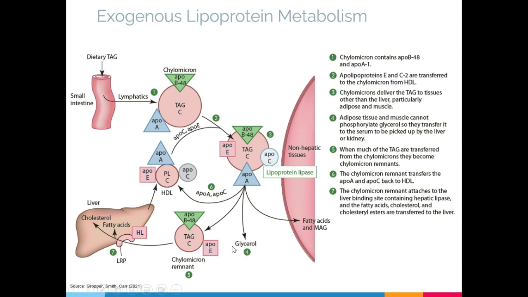Pero kaning step 4, nganong naay 4 diri nga labeled sa glycerol? Because the muscle tissues cannot phosphorylate glycerol. So they transfer it to the serum to be picked up by the liver or kidney. So kaning glycerol gamiton ni siya for gluconeogenesis. And the only tissues in the body that can do gluconeogenesis is the liver and the kidneys.